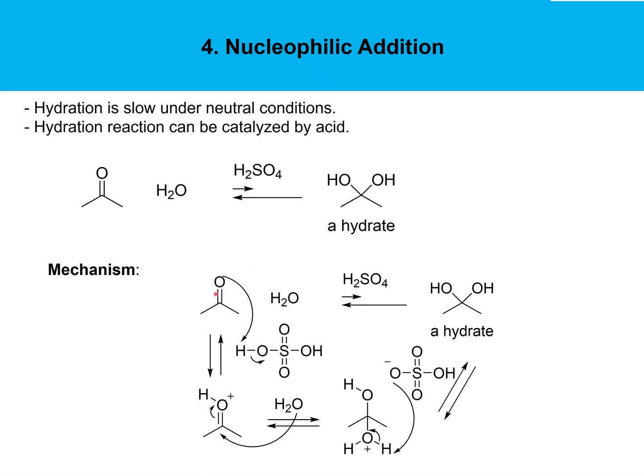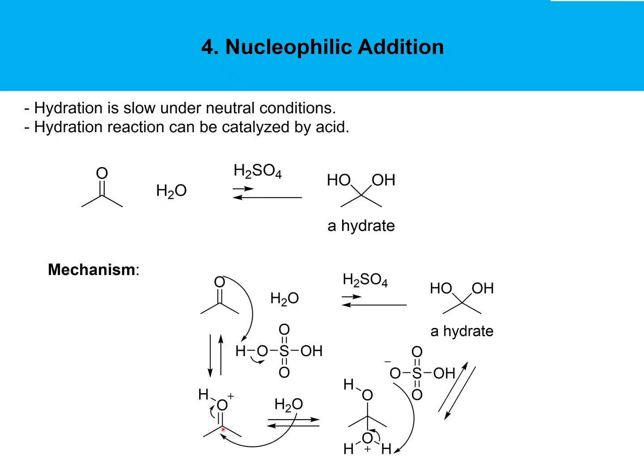Here's a look at the mechanism for this reaction. The oxygen of the carbonyl will be protonated by sulfuric acid. Sometimes you might see this mechanism using the hydronium ion instead of sulfuric acid, which is the product from sulfuric acid reacting with water. This produces this protonated acetone molecule that will then react with water.